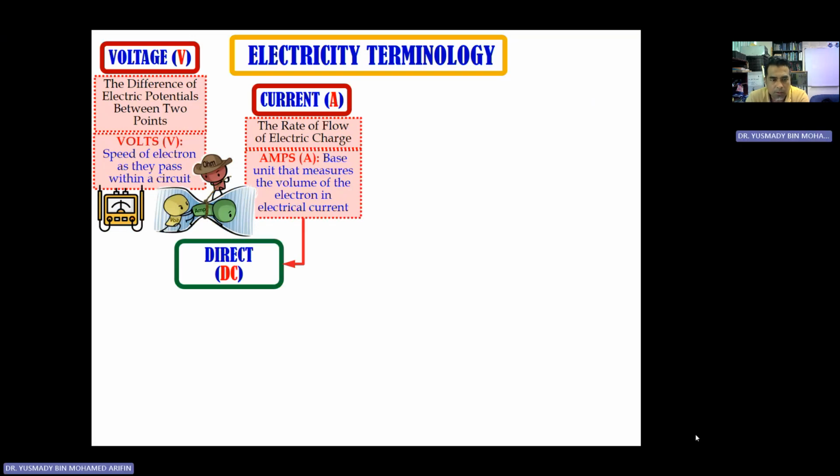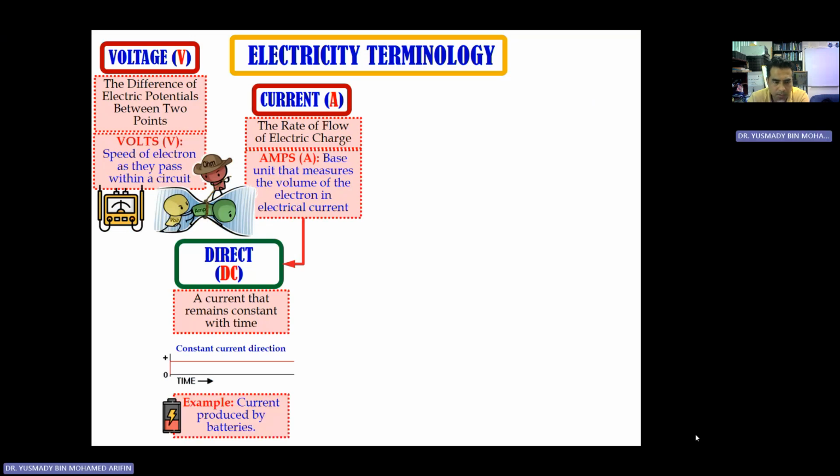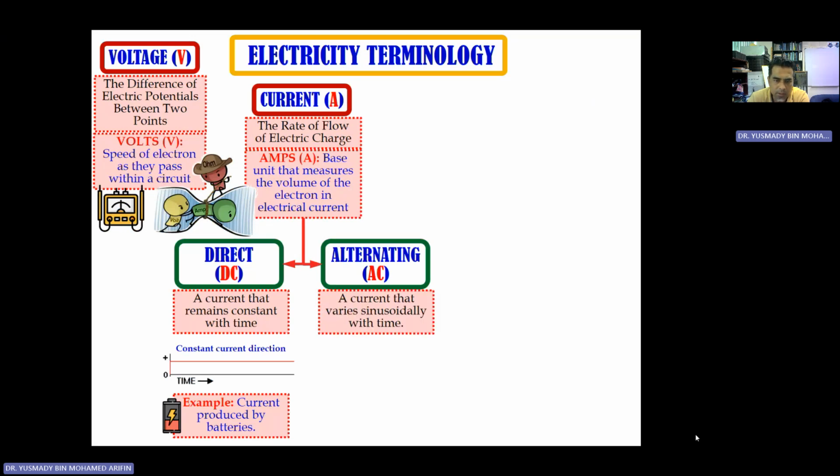Under current, there are two types of current. We have direct current, DC, the current that remains constant with time, as shown in the figures. The graph shows the constant current direction. An example is the current produced by batteries. The second one is alternating current, AC, a current that varies sinusoidally with time, as shown in the graph. So we have fluctuation of current, positive and negative, throughout the time. An example is electricity produced by a generator.